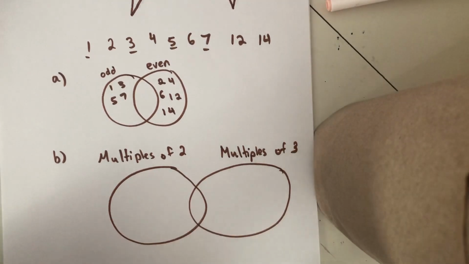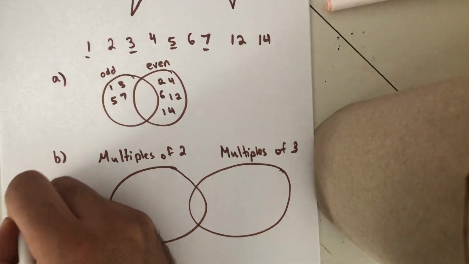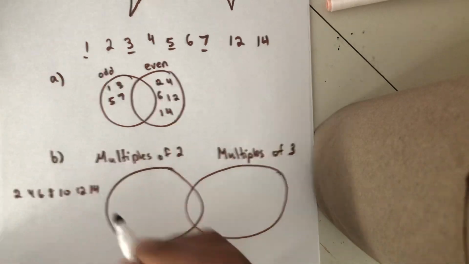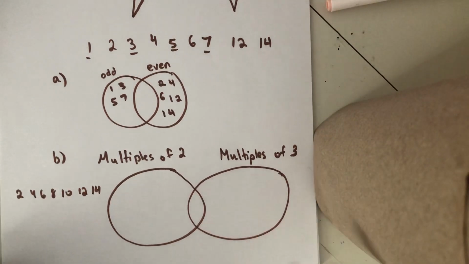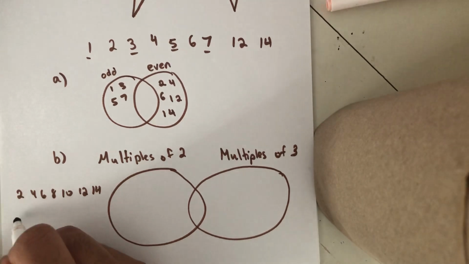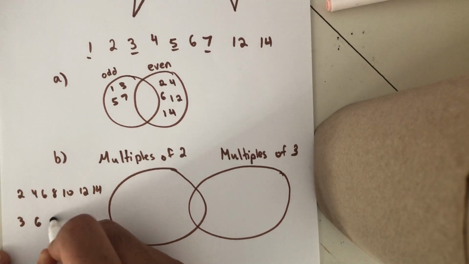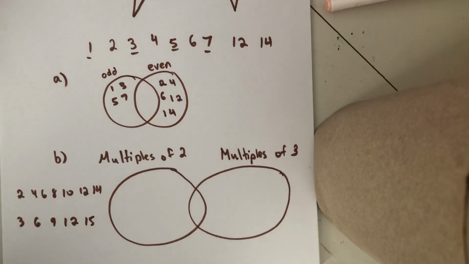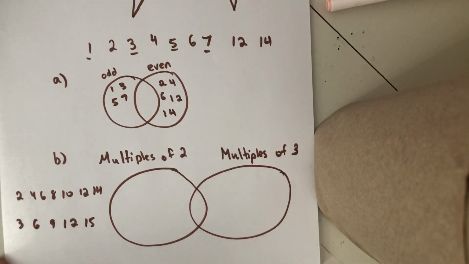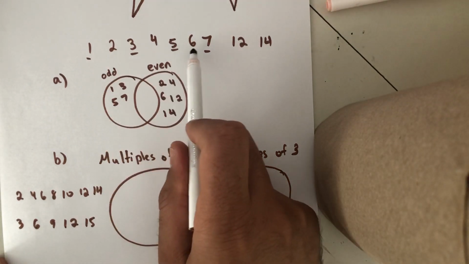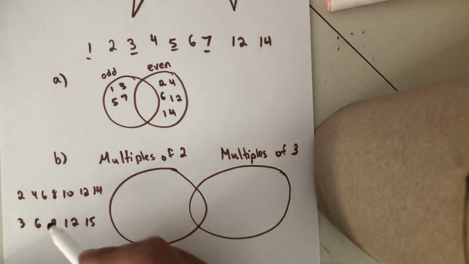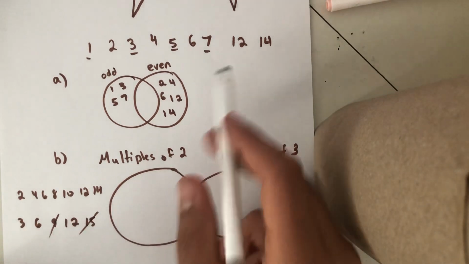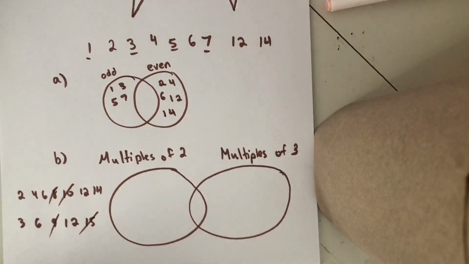So multiples of 2, you just keep on adding by 2: 2, 4, 6, 8, 10, 12, 14. We'll just stop at 14 because that's the biggest number that we got. And multiples of 3s, it's just like 3, 6, 9, 12, 15. And the list goes on, but we'll stop there. The numbers that we're using over here are 1, 2, 3, 4, 5, 6, 7, 12, and 14. So we don't have the number 9 to use. We don't have the number 15 to use. We don't have the number 10 to use.